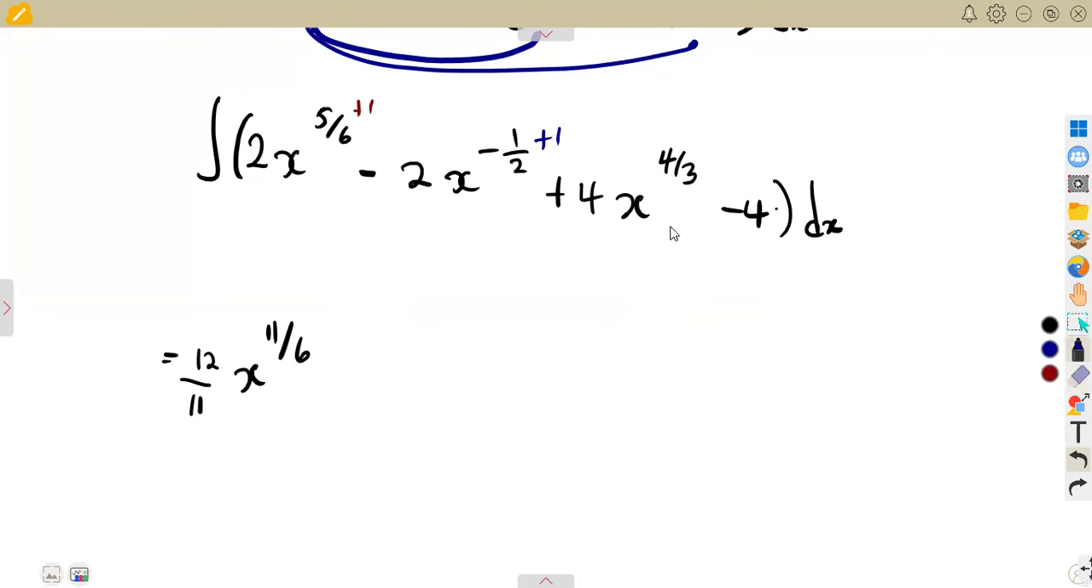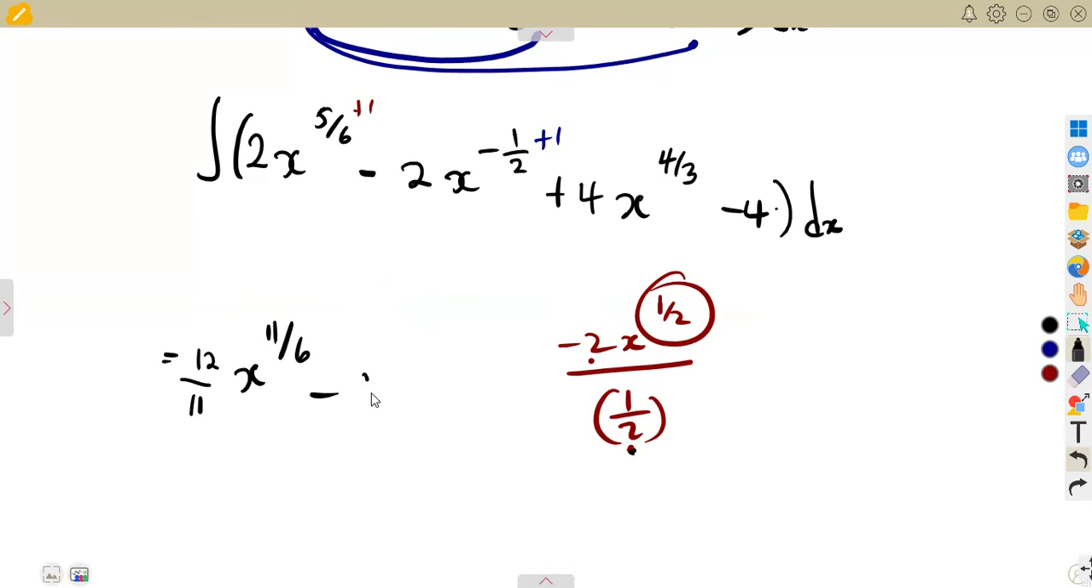So here we are going to add 1 to the exponent. It is going to be something like this: minus 2x, and if you add 1 to the exponent, it is going to be 1 over 2. You divide by the new exponent, which is 1 over 2. Minus 2 divided by 1 over 2 is going to give us minus 4. So that's minus 4, x to the exponent of a half.